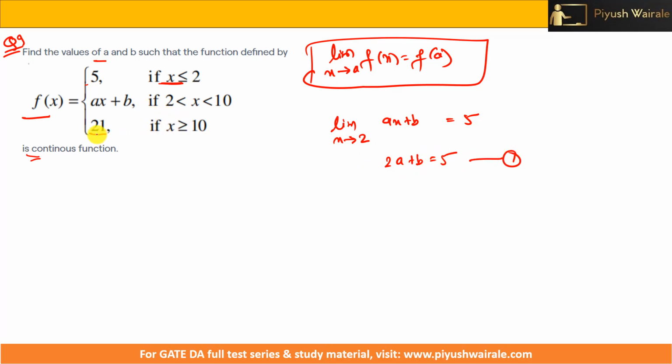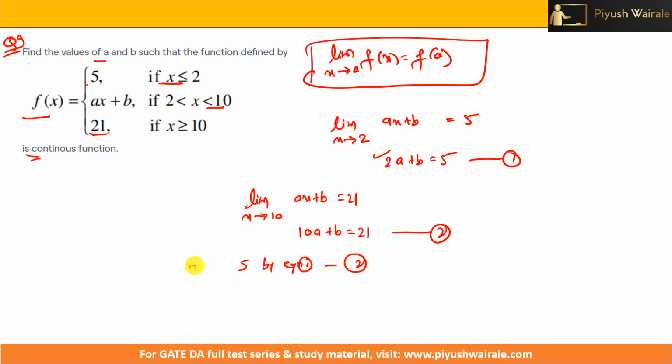Now here you can see 21 greater than or equal to 10 and here it is less than or equal to 10, right? So I can say limit x tends to 10, ax plus b equals 21. Right, so again I can put the value of x here, that is 10a plus b equals 21. This is equation number 2. Try to solve these equations simultaneously. So we multiply 5 by equation 1, then minus equation 2, right?